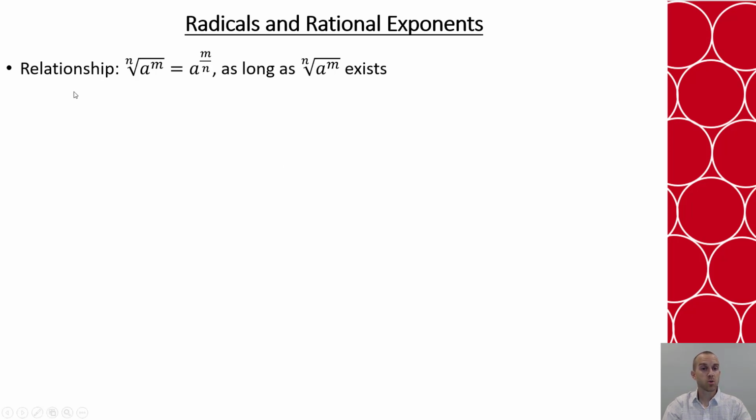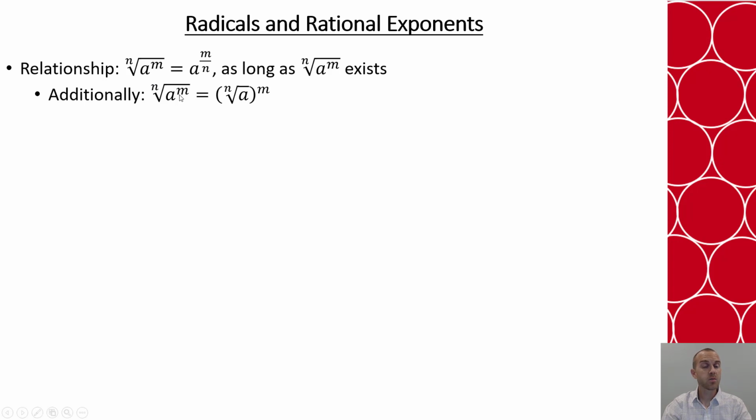So let's look at some relationships that are important to recognize. First, if my radicand has an exponent and my radical has an index, I can rewrite that as a fractional exponent and say that a raised to the m, if that's in the nth root, could be rewritten as a raised to the m divided by n. And that's true as long as this radical does exist, i.e. what we just talked about.